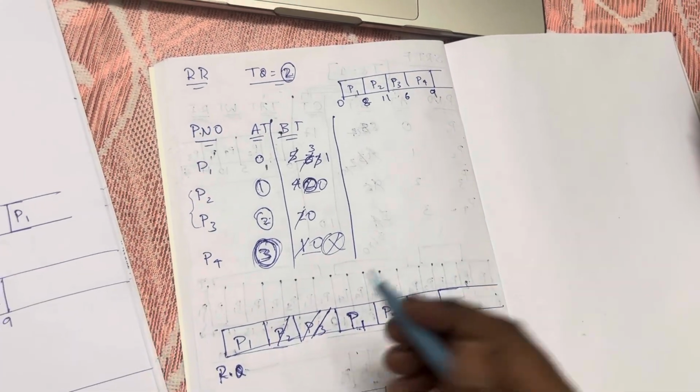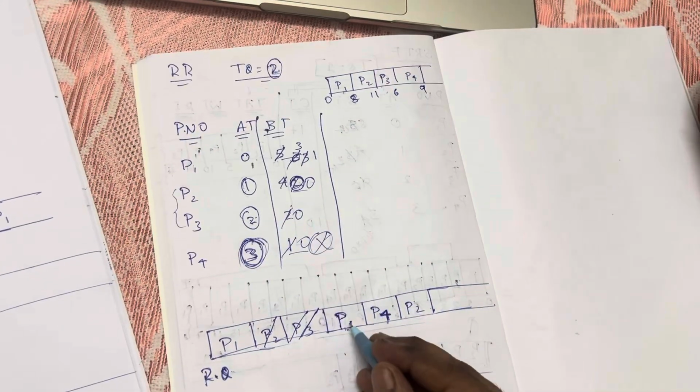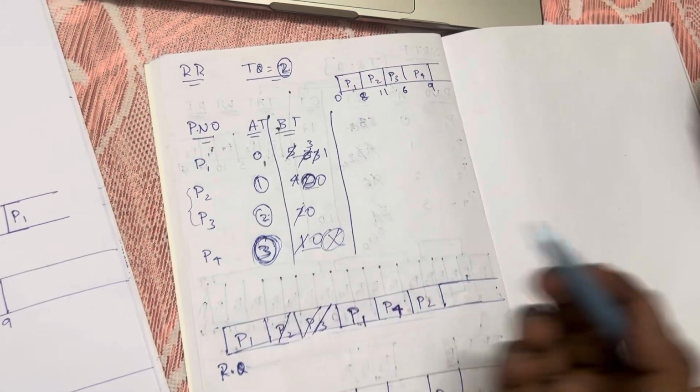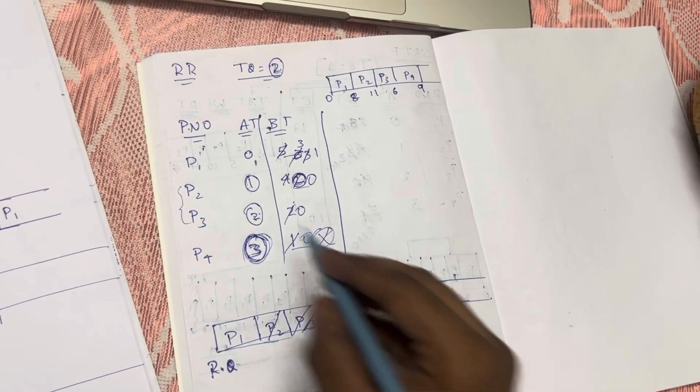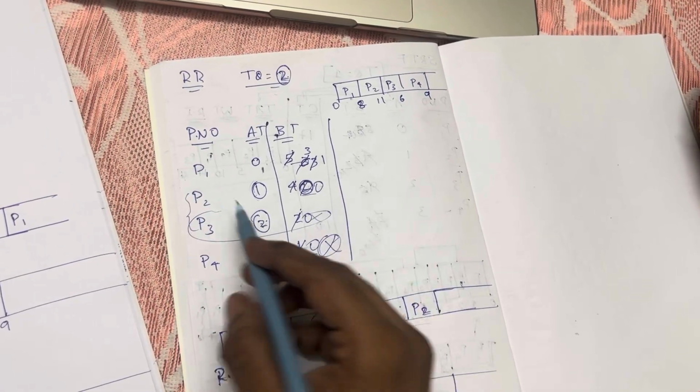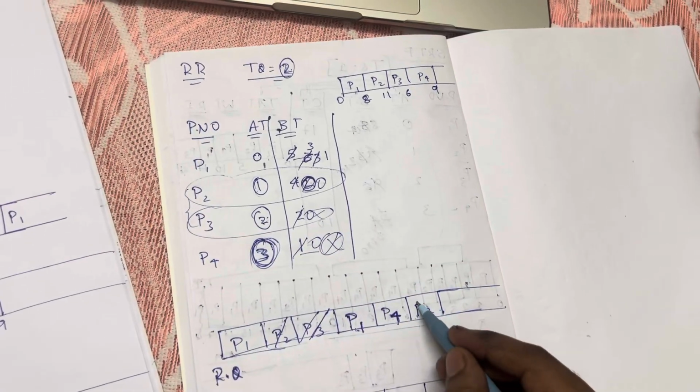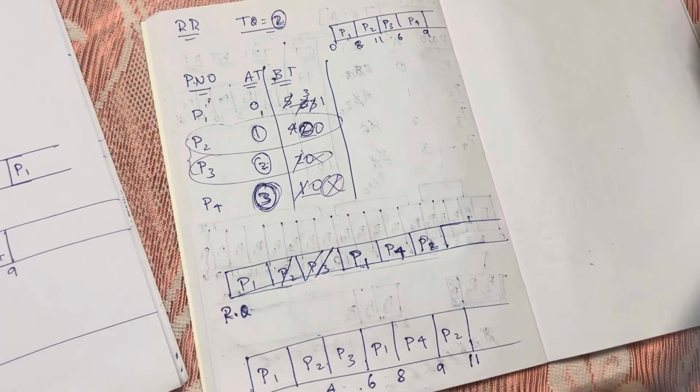So it goes on like this. P1 is waiting, 3, it is waiting. P4 is waiting, 3, it is waiting. Next, what all is left? P3 has become 0 and P2 is left over, so we write P2 in the end. That's it, as simple as it is.